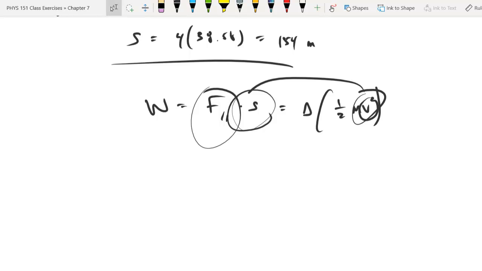But energy is conserved. Kinetic or mechanical energy, not so much, but energy is.